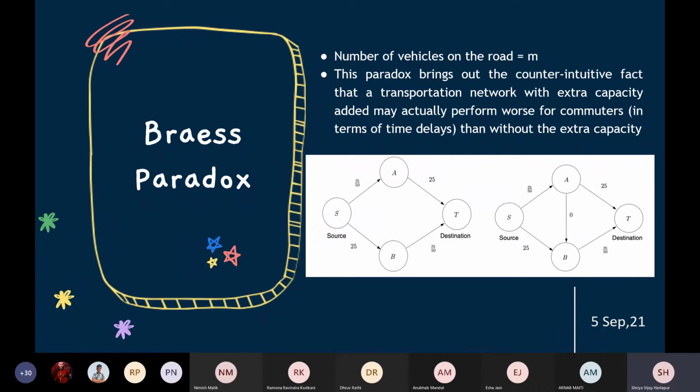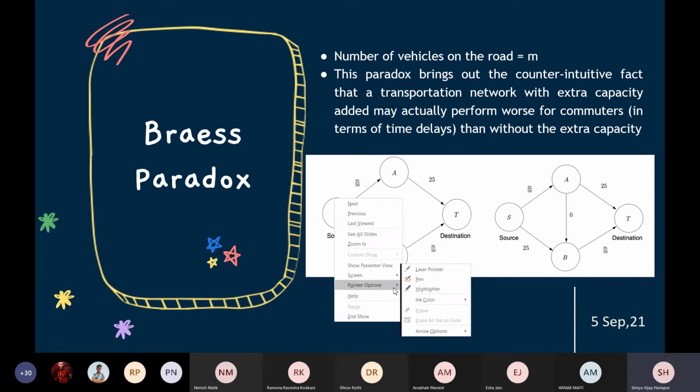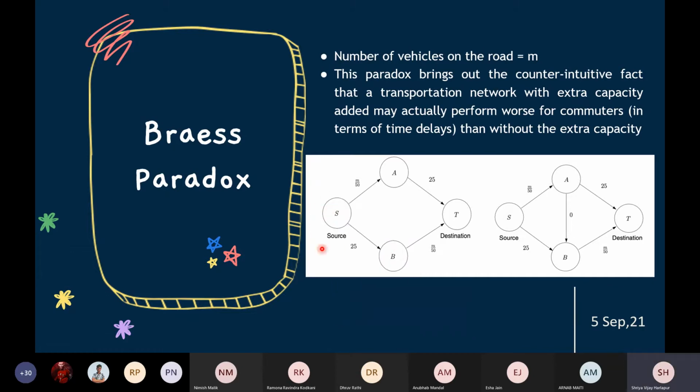What happens is in this figure, as you can see, in the first one, you have a source and a destination, and there are two paths that a person can take from the source to the destination. We'll say that the number of vehicles on the road is m. These are nodes, and the lines connecting them are edges, and as you can see here, they're directed. So you can go from S to A, but you can't go from A to S.